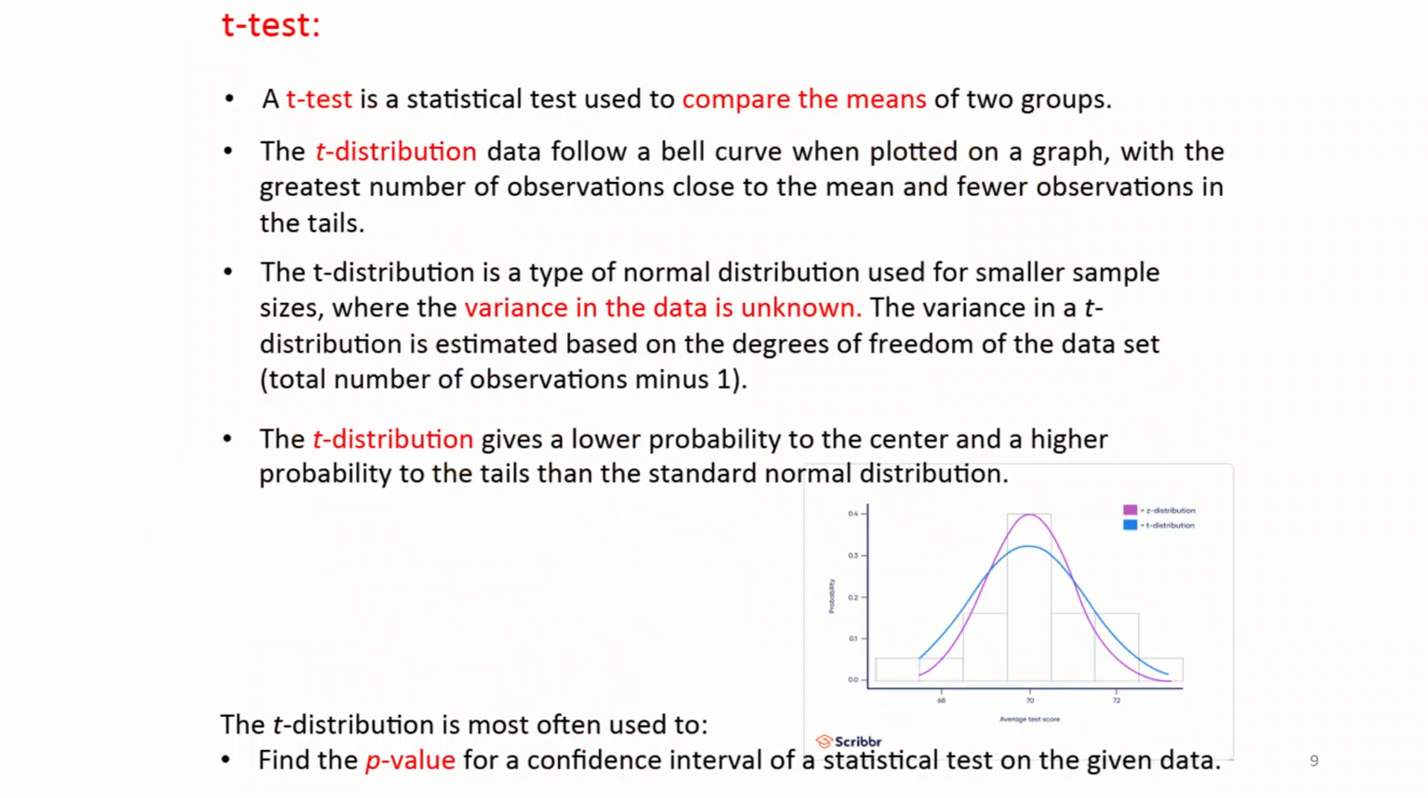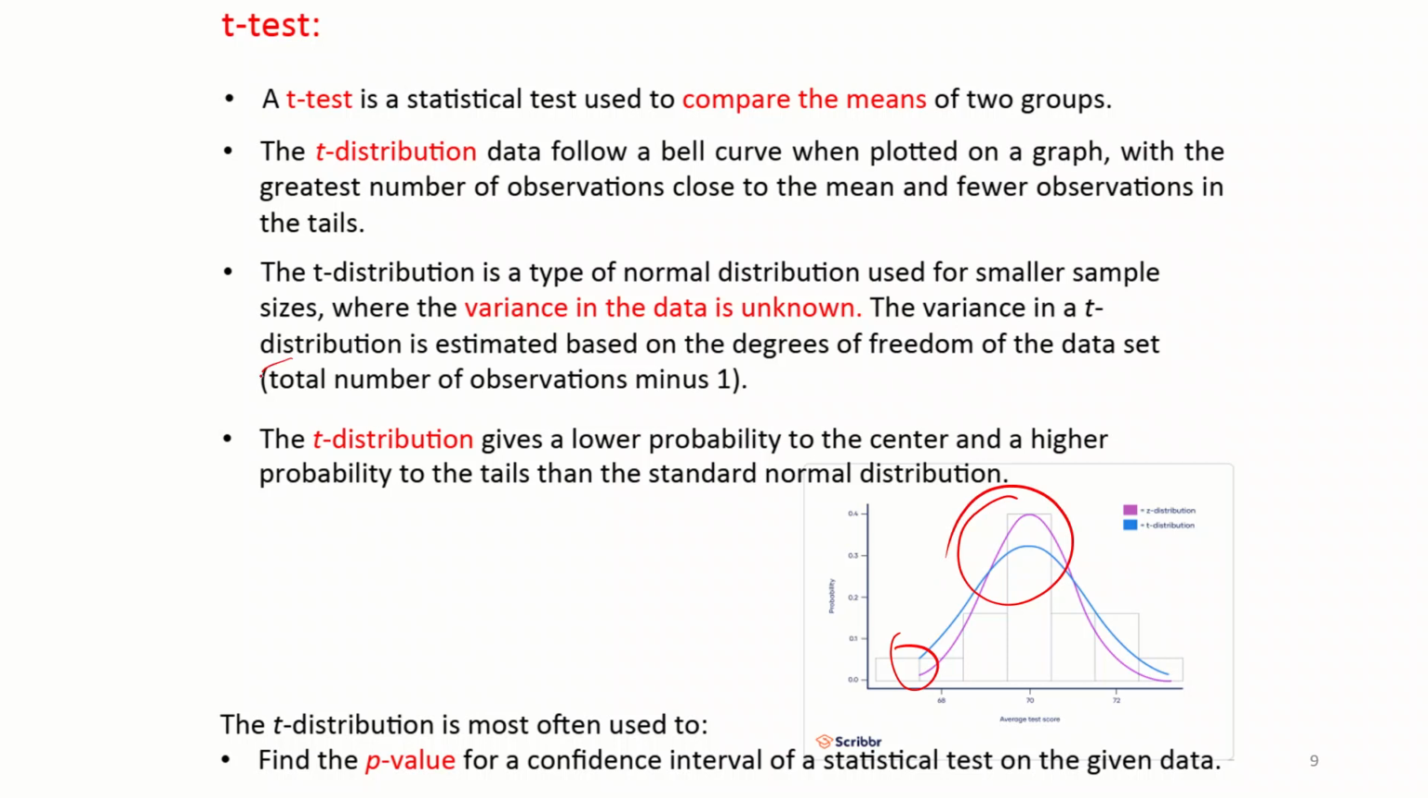Similarly, there is the t-test. A t-test is a statistical test used to compare the means of two groups. The t-distribution data follows a bell curve when plotted on a graph, with the greatest number of observations close to the mean and fewer observations in the tails. So these are the tails and these are closer to the mean. The t-distribution is a type of normal distribution used for smaller sample sizes where the variance in the data is unknown. The variance in a t-distribution is estimated based on the degrees of freedom of the data set.